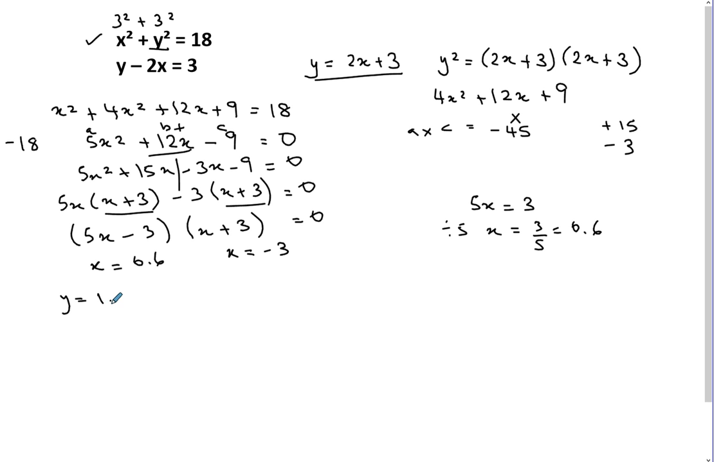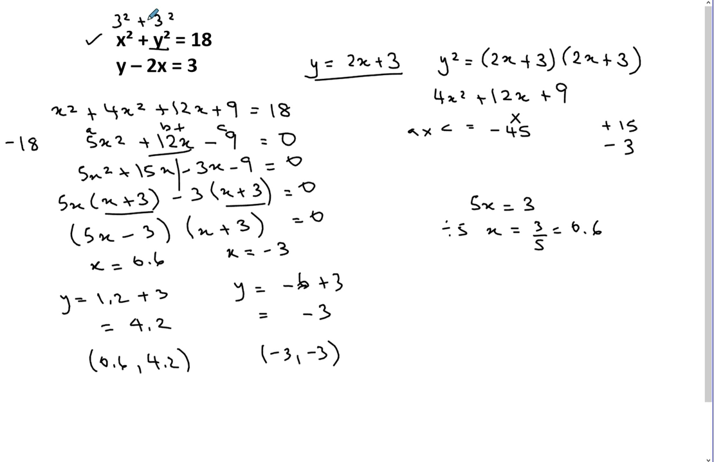So when x is 0.6, then y is, we're looking at it in the 2x plus 3, so that will be 1.2 plus 3, which is 4.2. And if x is minus 3, then y will be minus 6 plus 3, which will be minus 3. So our 2 points of intersection are 0.6 and 4.2, and minus 3, minus 3. And we had the 3's and 3's up there, so we know we did really well there.